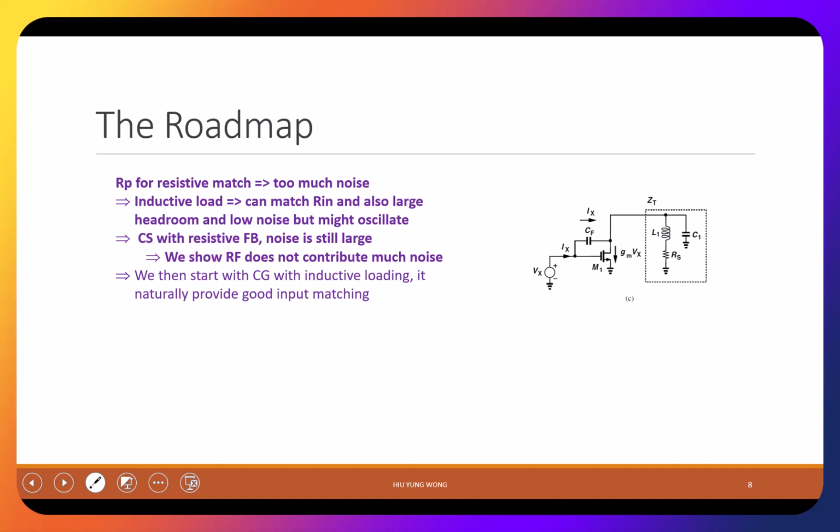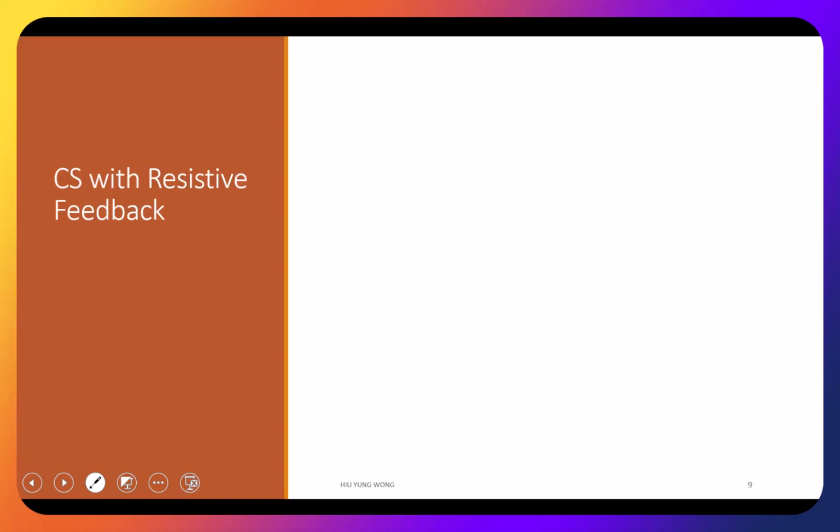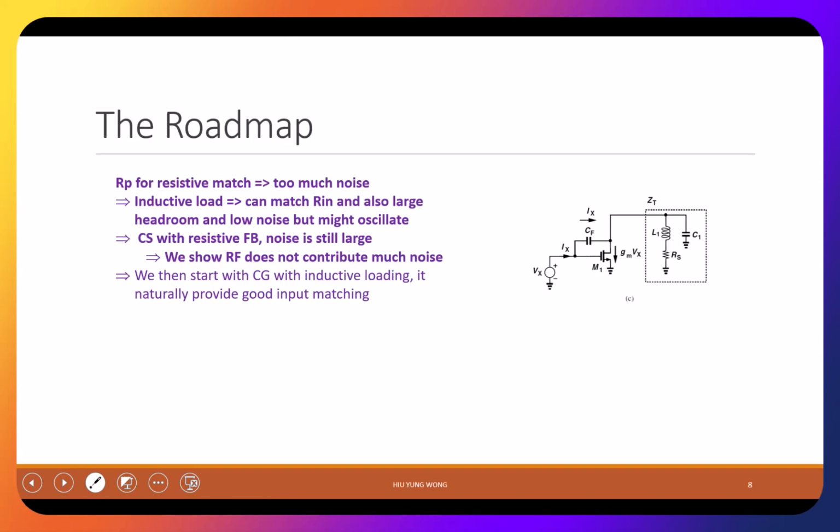So now we will use another scheme: a common source amplifier with resistive feedback. But this one will be pretty interesting and instructive. Any questions so far? Inductive load.